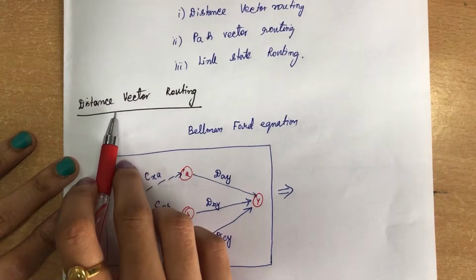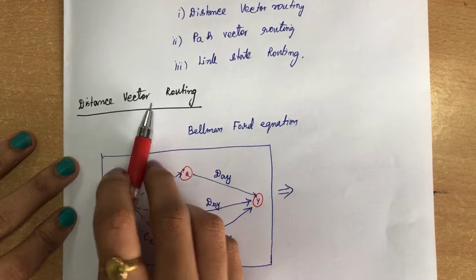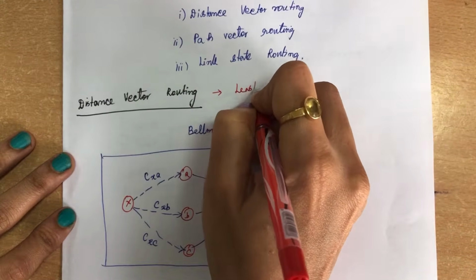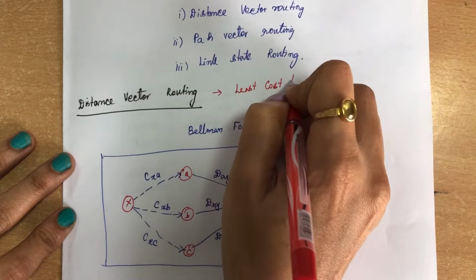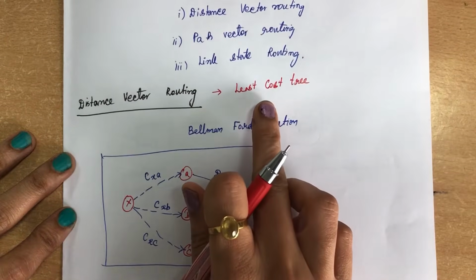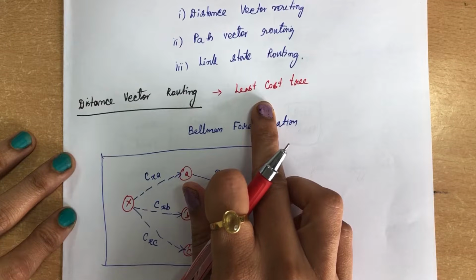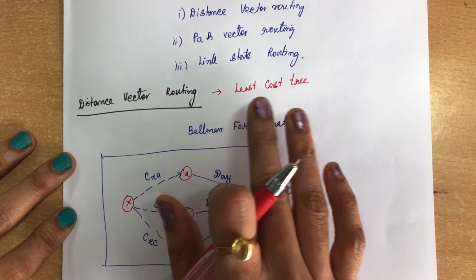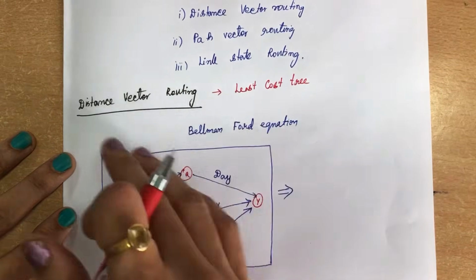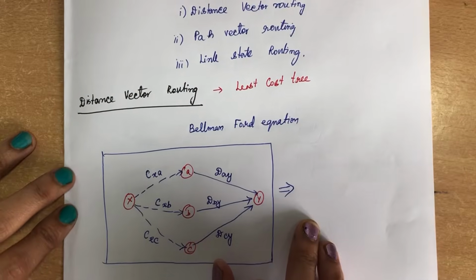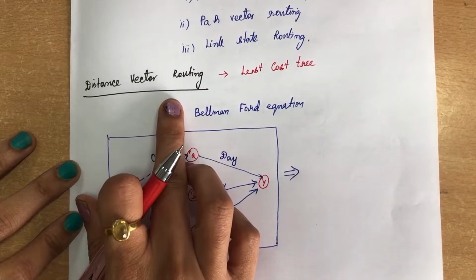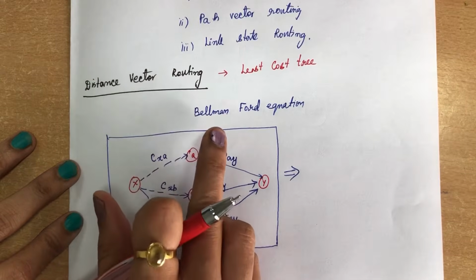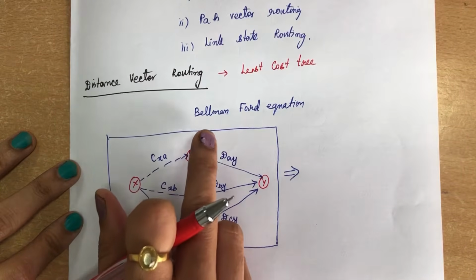Now we will see distance vector routing. In distance vector routing, first we need to find the least cost tree for every node, and we need to exchange this least cost tree with the immediate neighbors. This information is continuously circulated among all the nodes inside the network. Before going to distance vector routing, we need to discuss two important topics: one is the Bellman-Ford equation, the other is the distance vector.